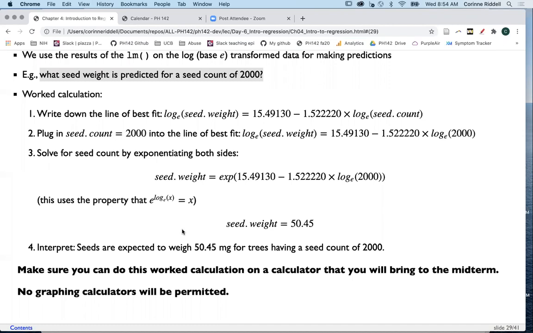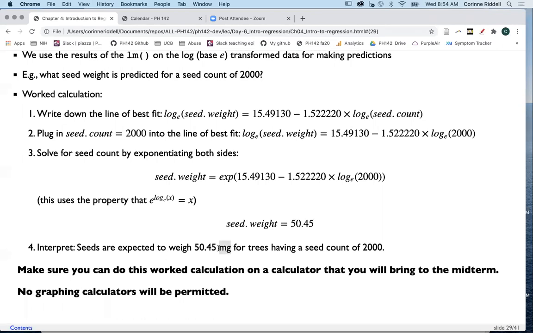We're not spending too much time talking about this in class. This is something I want you to work through on your own, and then go to the GSI and say, oh, I didn't quite get that log calculation, can we go through that? But what this is telling you is that seeds are expected to weigh 50.45 milligrams for trees having a seed count of 2,000. So that's good information to have if you were really into trees.